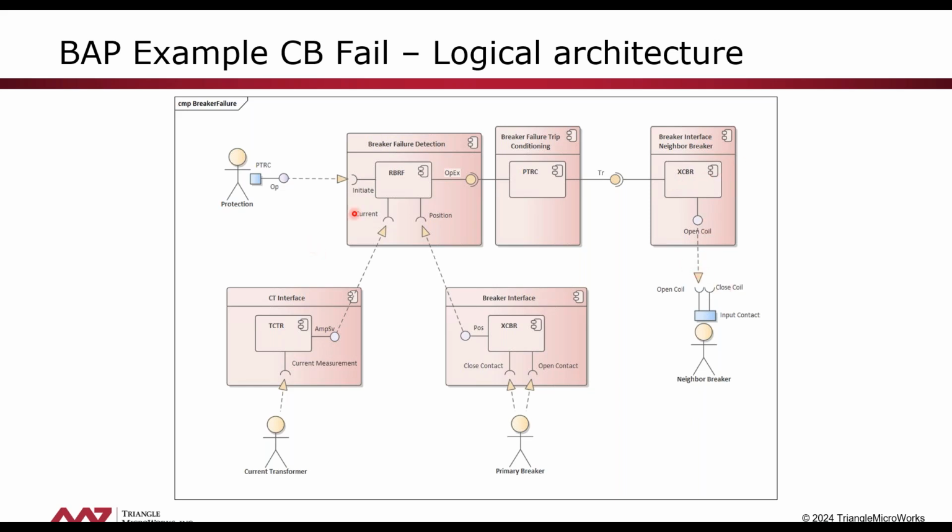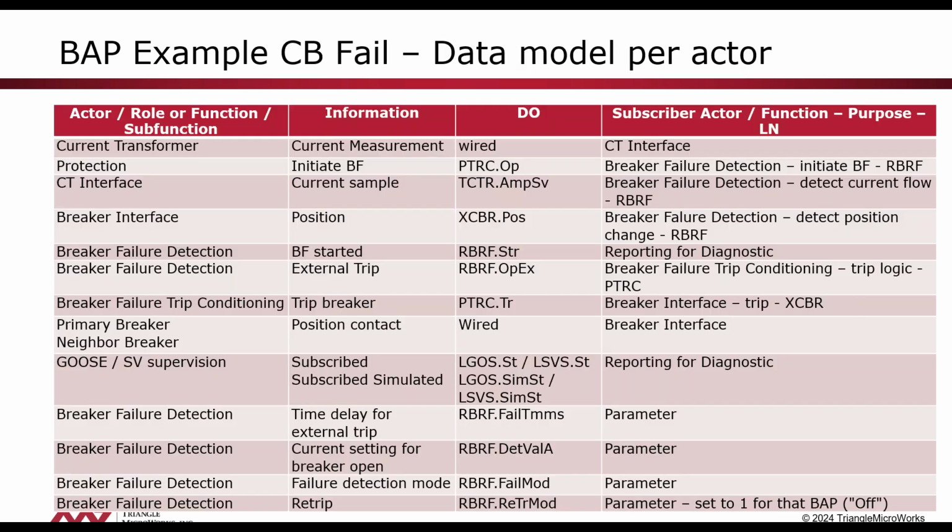We have currents from current interfaces going in, and we have trips going to the breaker that then opens the coils. So with that logic diagram, we can on one side nicely show the different logical nodes that we need, how they are embedded in functions, and as well the signals that are exchanged between these logical nodes. As a result, we basically got the detailed data model for each of the actors and the signal exchange, which was a very precise specification on how the devices had to operate.